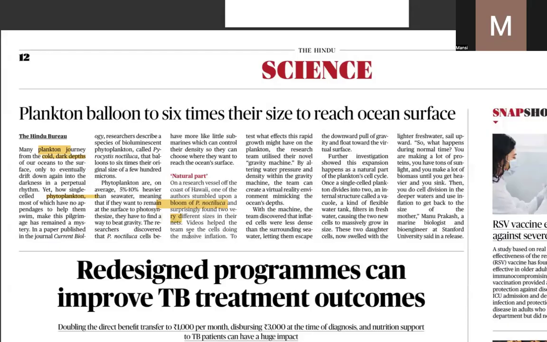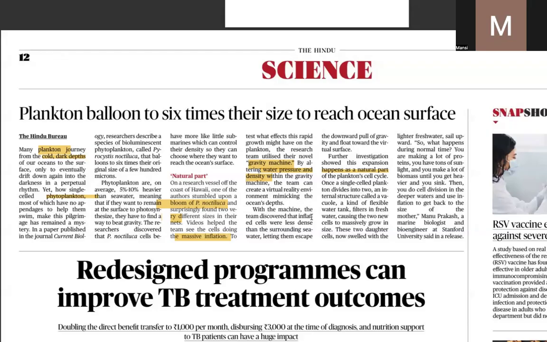So how cells undergo massive inflation in such types of planktons was witnessed. A gravity machine was also utilized. By altering water pressure and density within the gravity machine, the team can create a virtual reality environment mimicking the ocean depths.